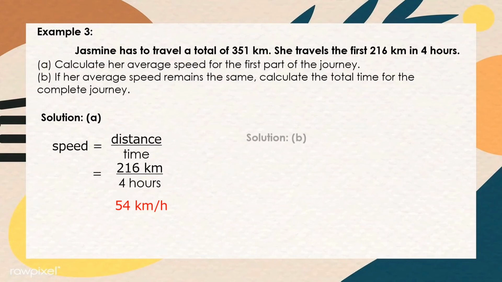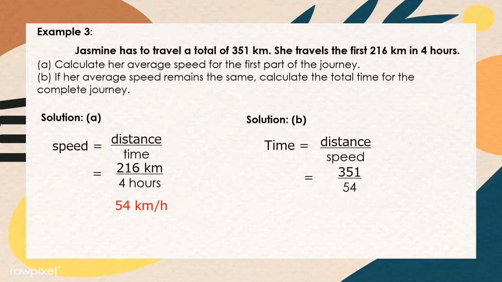Now in letter B, if her average speed remains the same, which is 54 km per hour, calculate the total time for the complete journey. So ang hahanapin natin dito is the time. Since given na si distance, which is 351 km, and nasolve na natin yung average speed, which is 54 km per hour. So, our formula will be time is equal to distance over speed. So, the distance here is 351 km and then the speed is 54 km per hour. So, 351 divided by 54. So, the answer here is 6.5 hours or 6 hours and 30 minutes.